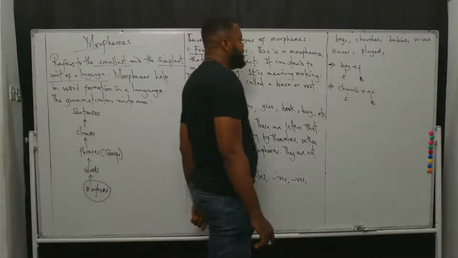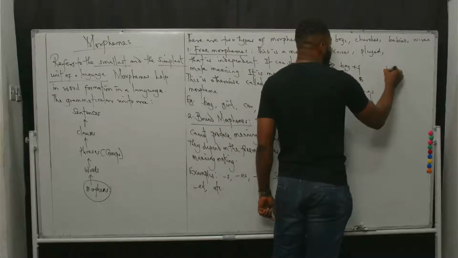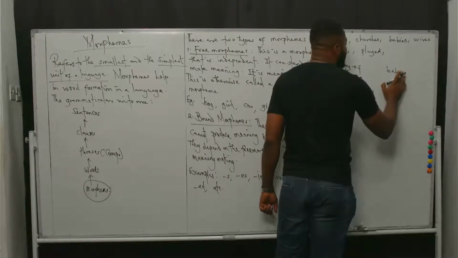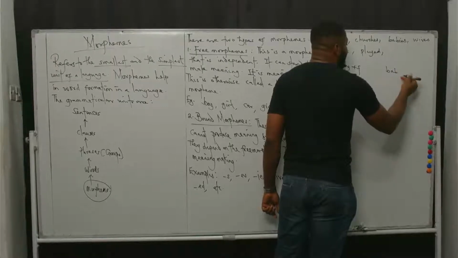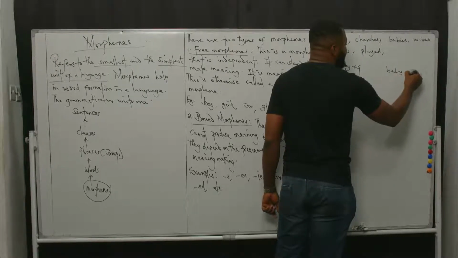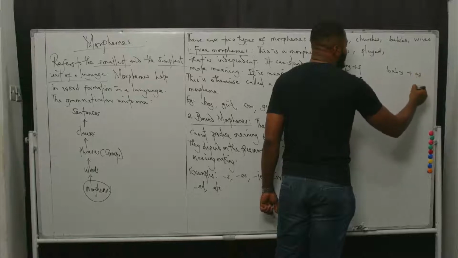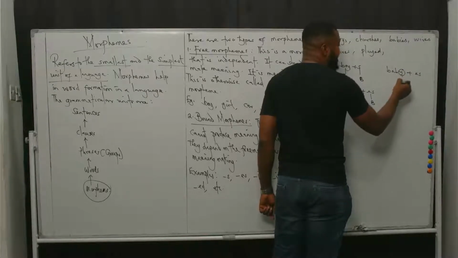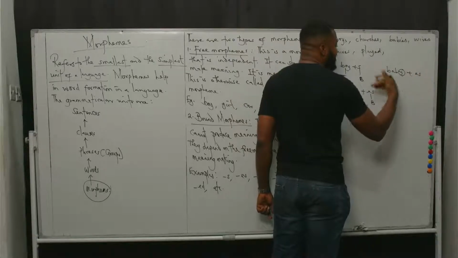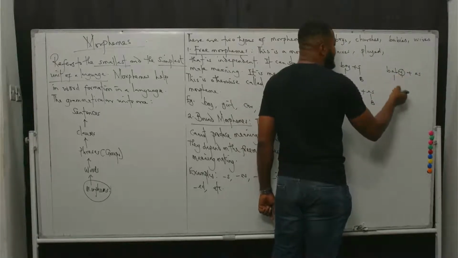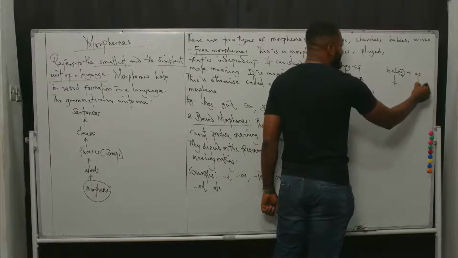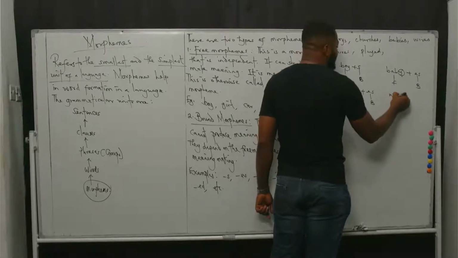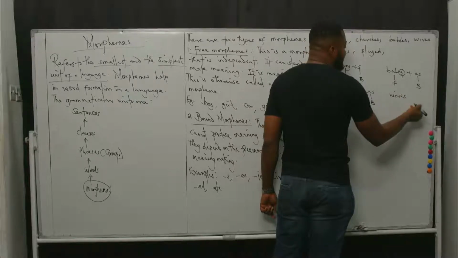The next one, babies. Let me use this part. BABIES. Okay. Now let me make it here. Remember, plus what? ES. So remember that this Y will change to I. I hope you understand. And then we'll add ES to it to make it plural. Now, here, this is free morpheme, and this is what? Bound morphemes.